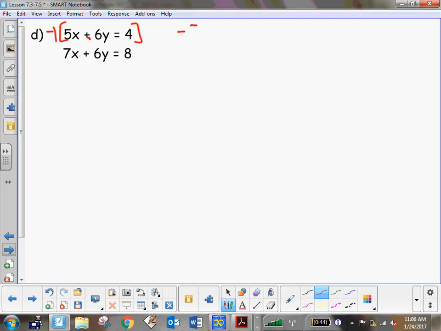So that means I have negative 5x minus 6y, and this is where we make a mistake. We forget to take that negative to the answer also. It goes all the way. We've got to keep that equation balanced. Now the 7x plus 6y equals 8 stays the same. So now solve. After this, it's exactly the same.